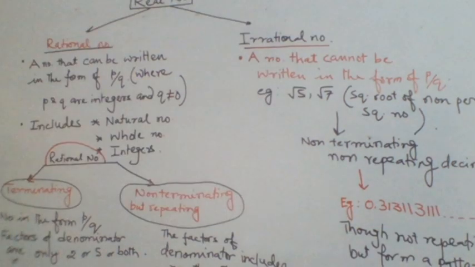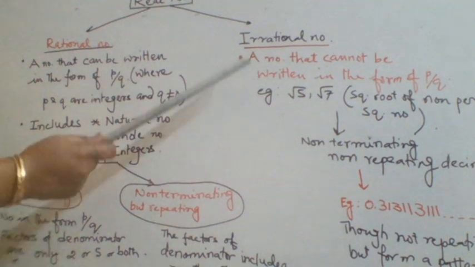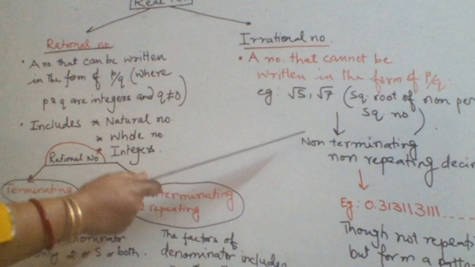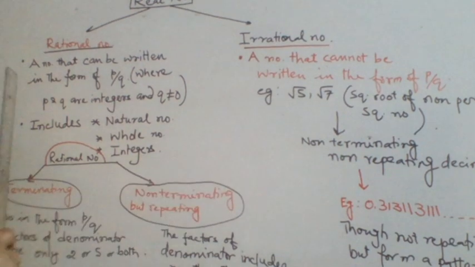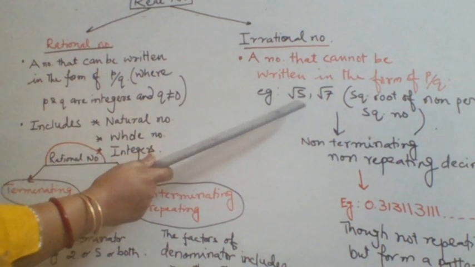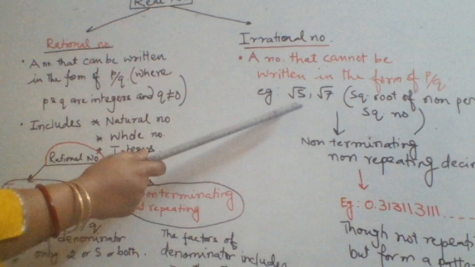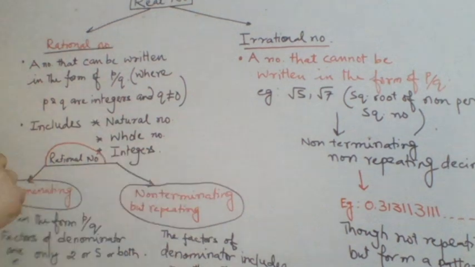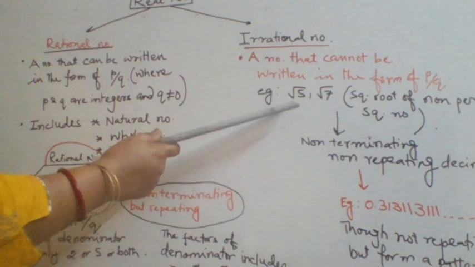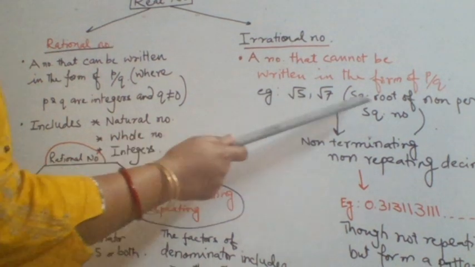So, an irrational number is a number that cannot be written in the form of p by q. Now, how do they look? How do irrational numbers appear? They look like root 5, root 7. If you try to find the square root of these numbers by the division method, which you learned in your 8th class, and find the decimal representation of such numbers, which are the square roots of non-perfect square numbers.